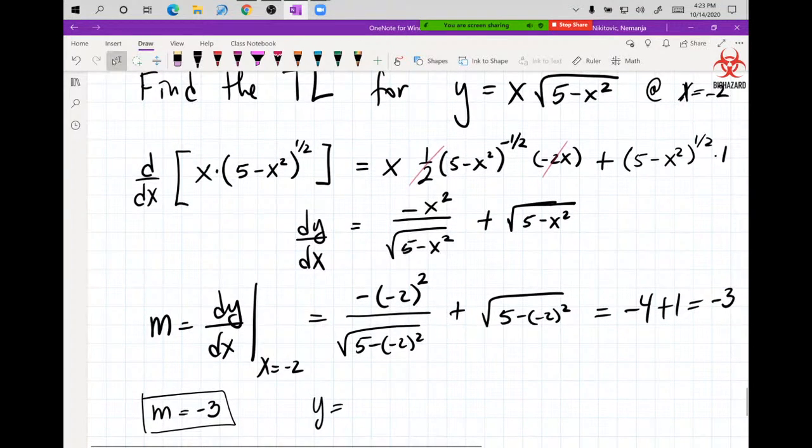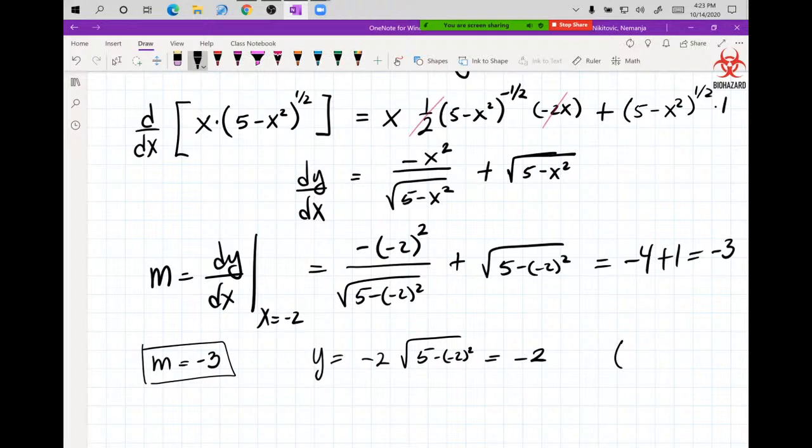All right, let's go with this one now. -2 times the square root of 5 minus -2 squared. That's just -2. So my point is (-2, -2), and I have the slope of 3.